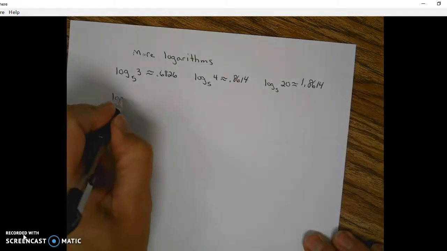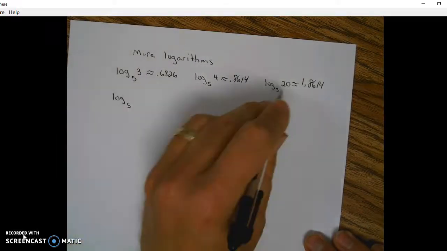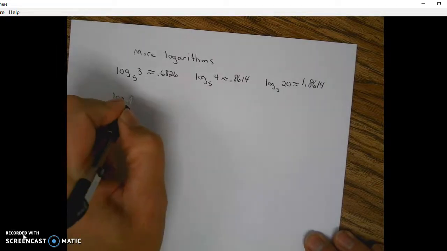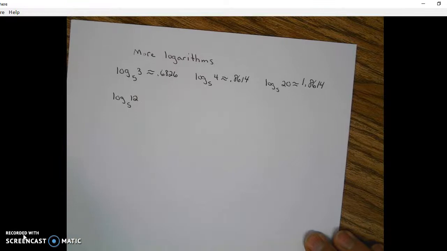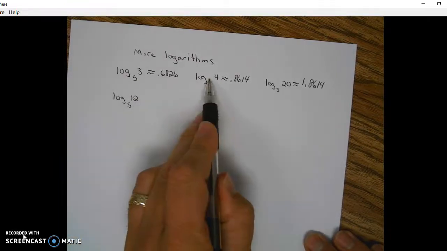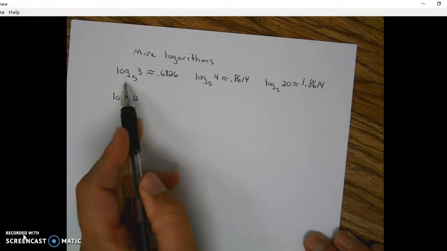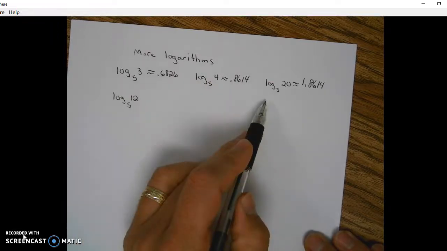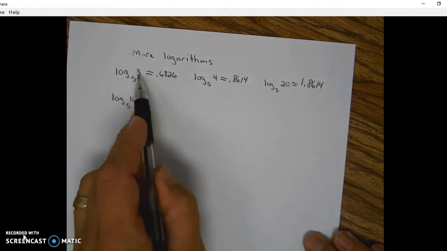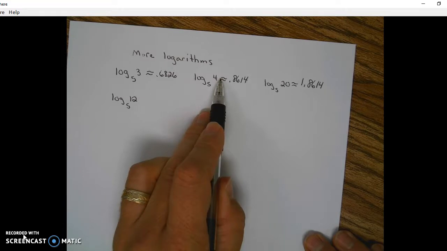Okay, so let's say a real simple problem. We want to find log base 5, notice the bases have to be the same, of say 12. We would look at these arguments up here and figure out what combination, multiplying or dividing, would get us a 12. Well, 3 times 4 is 12.